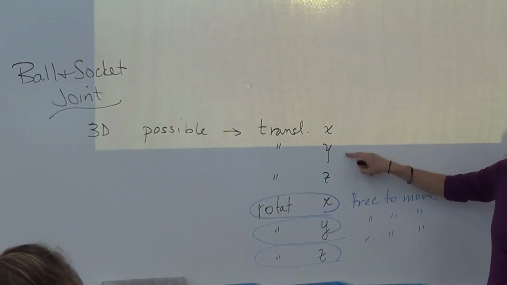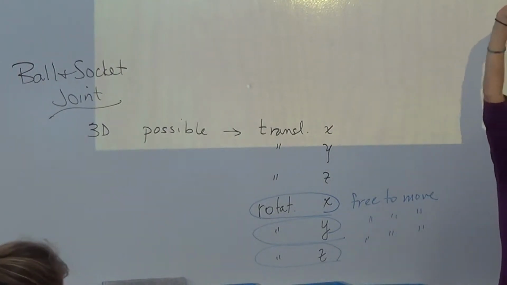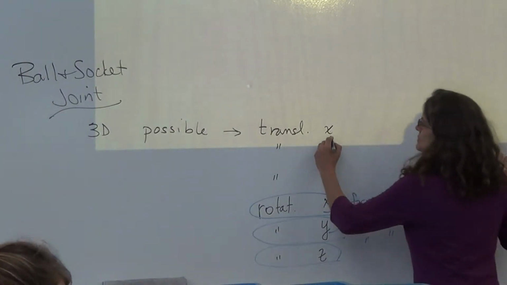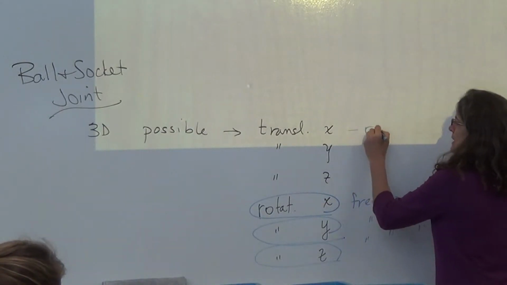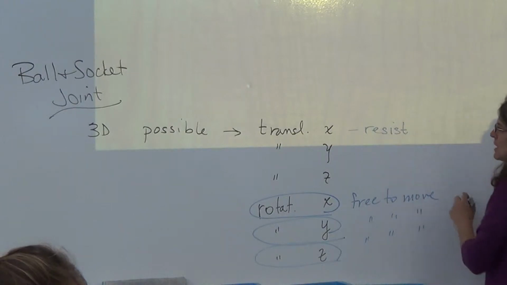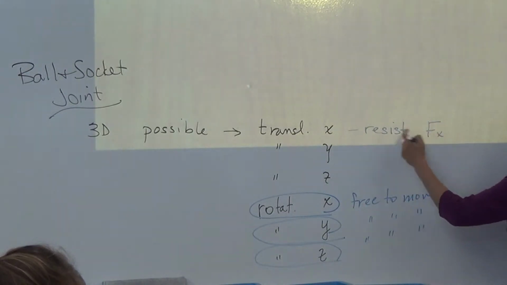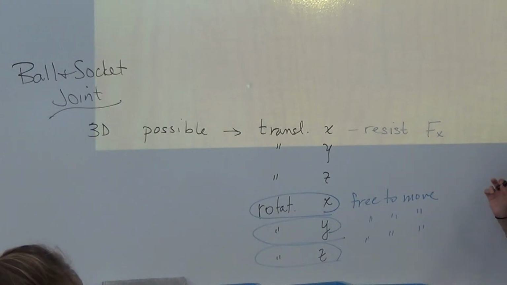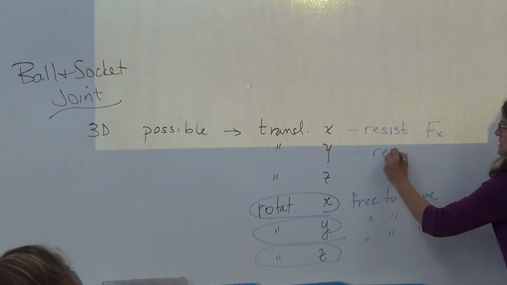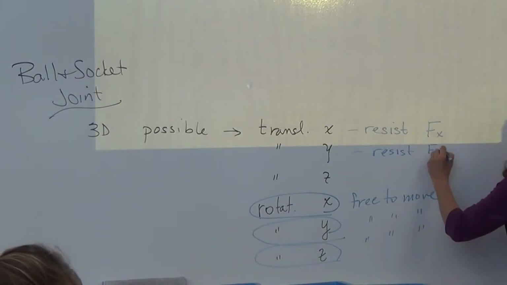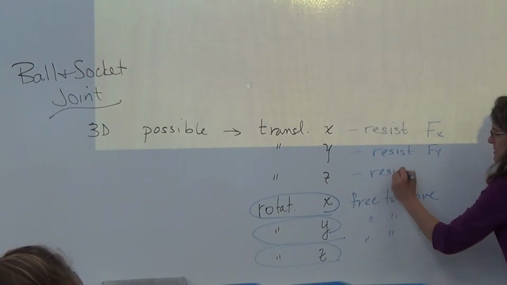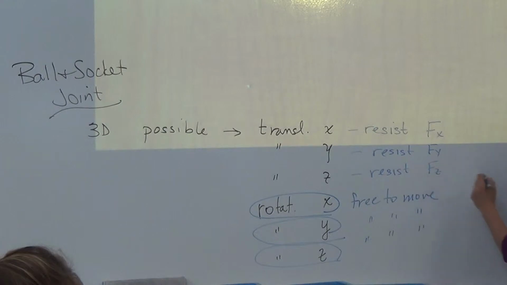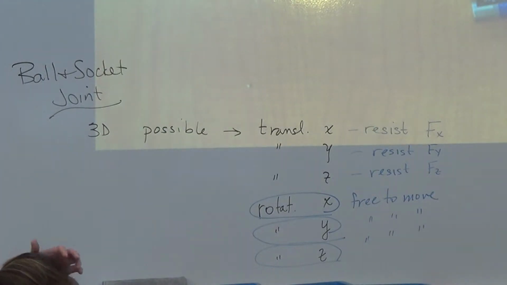And what did we learn about the translational? It resists it. So it's not free to move. To simplify it, rather than writing down translational, it can resist a force in the X. It could resist a force in the Y, and it could resist a force in the Z. Questions so far?